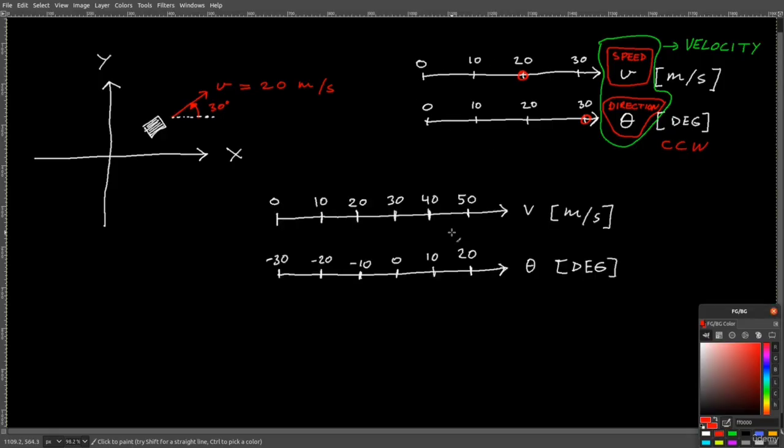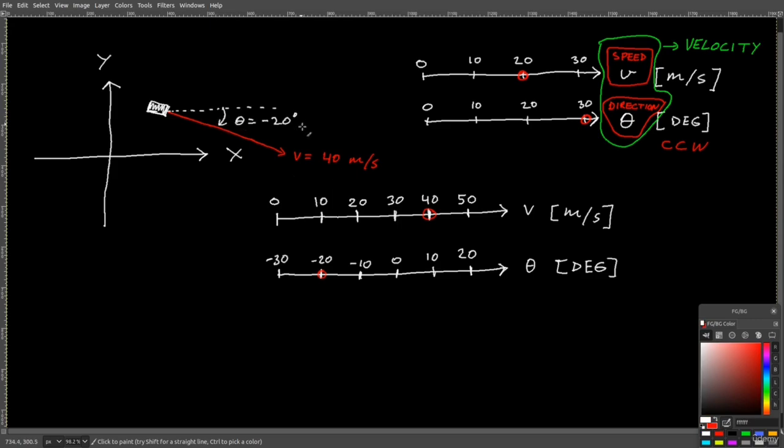If I had chosen other values for my speed and direction, let's say 40 meters per second and minus 20 degrees, then this car that drives here on this 2D plane, its velocity is the following. The speed, or the v dimension, it's 40 meters per second, and then the angle theta, that's minus 20 degrees, or 20 degrees clockwise. So new speed and new direction.